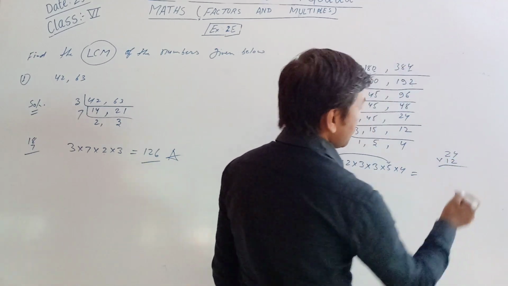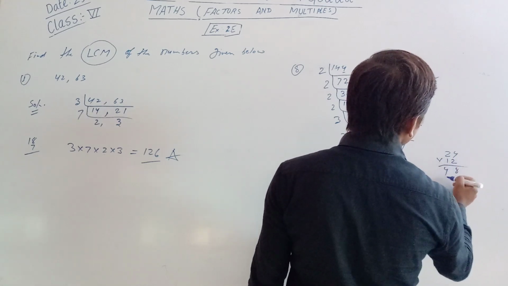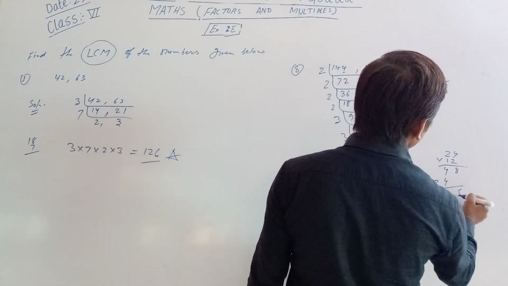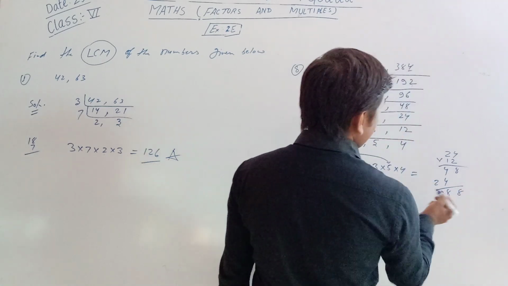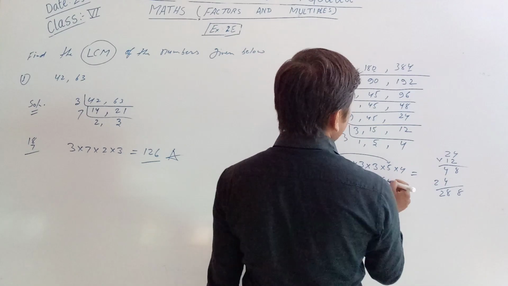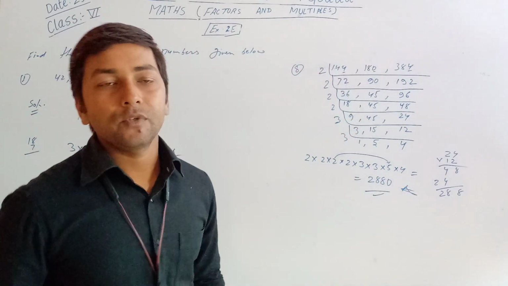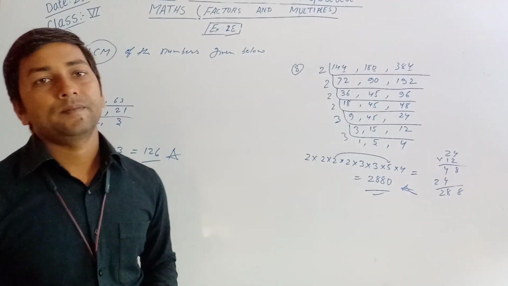Now multiply both, means 288 and 10. This is the answer. Okay, this type you will solve the rest.